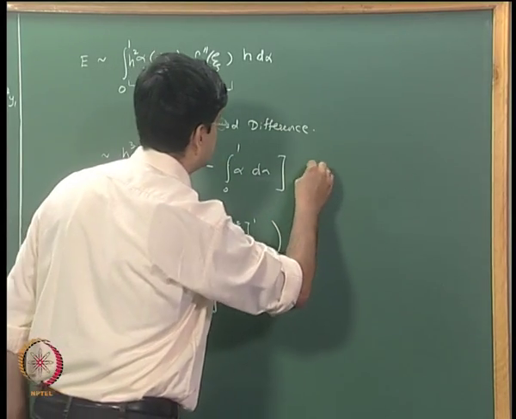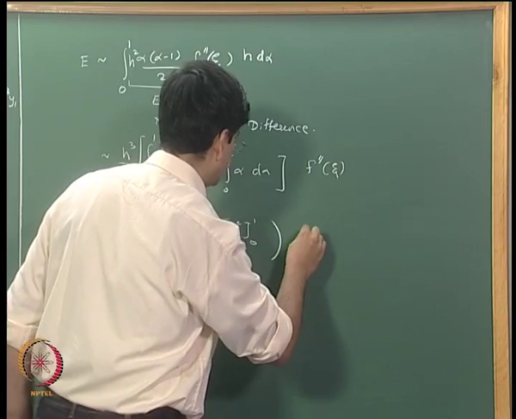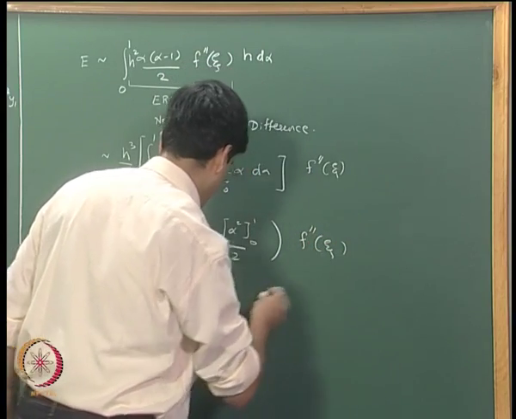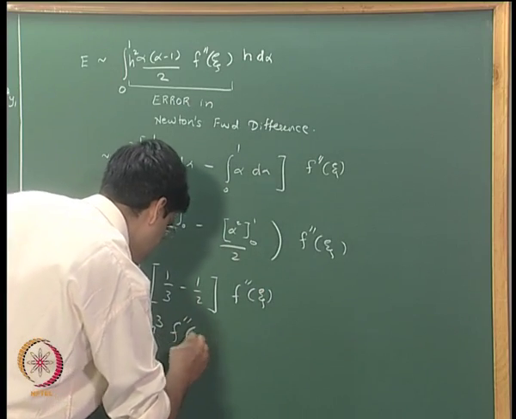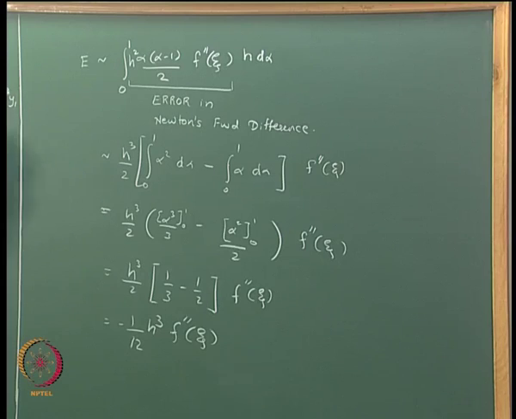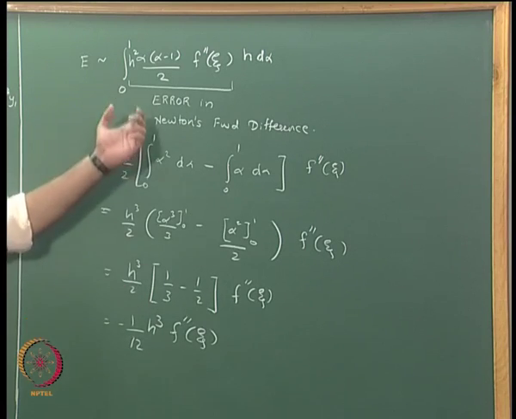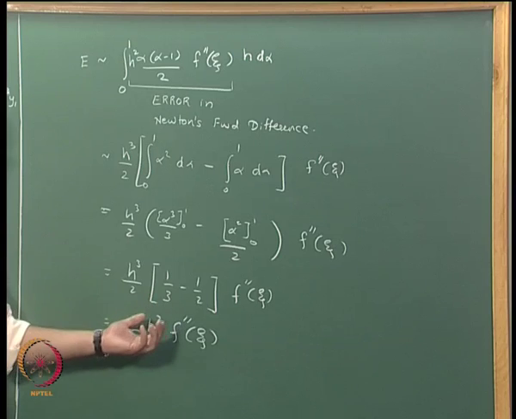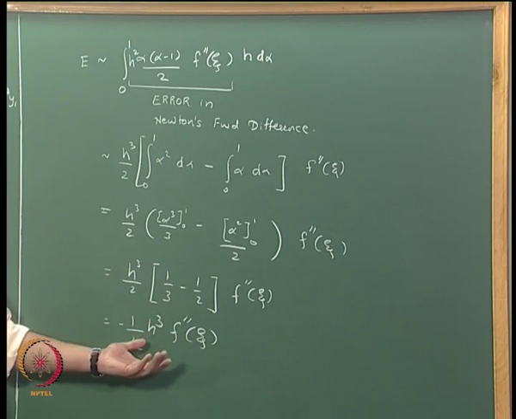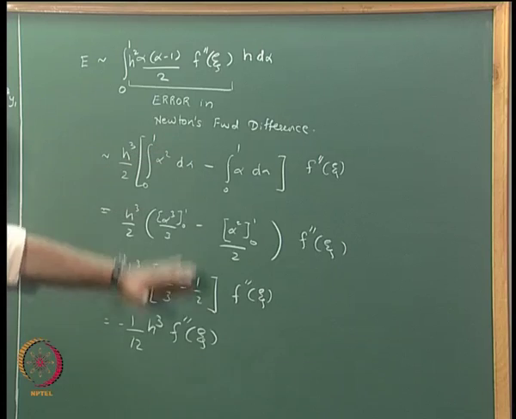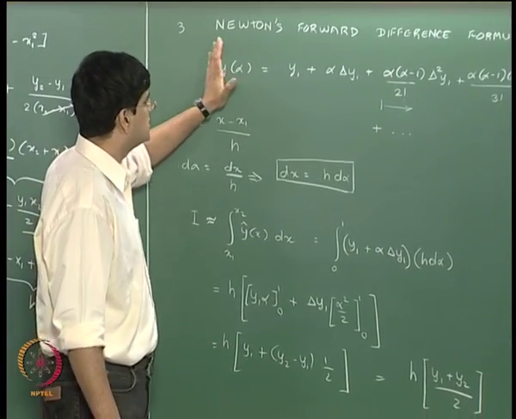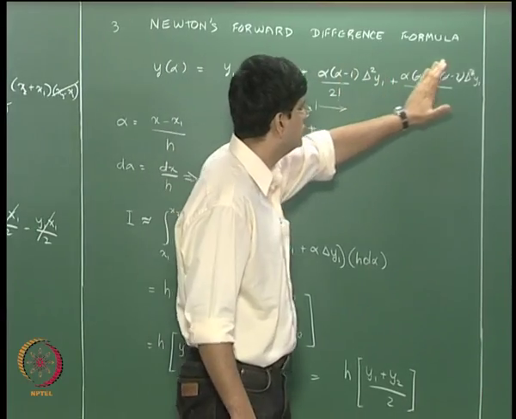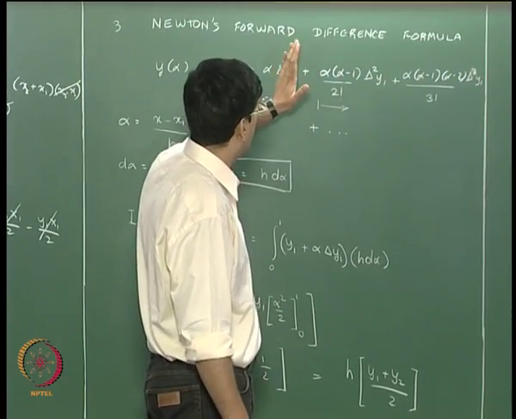and I have been forgetting f double dash zeta throughout, so I will just write that over here, multiplied by f double dash zeta. Okay. So that is really the error when computing the integral using the trapezoidal rule. Okay. So this is essentially the overall derivation using the Newton's forward difference formula. So what we started off with was, this is the way we will represent using the Newton's forward difference formula.